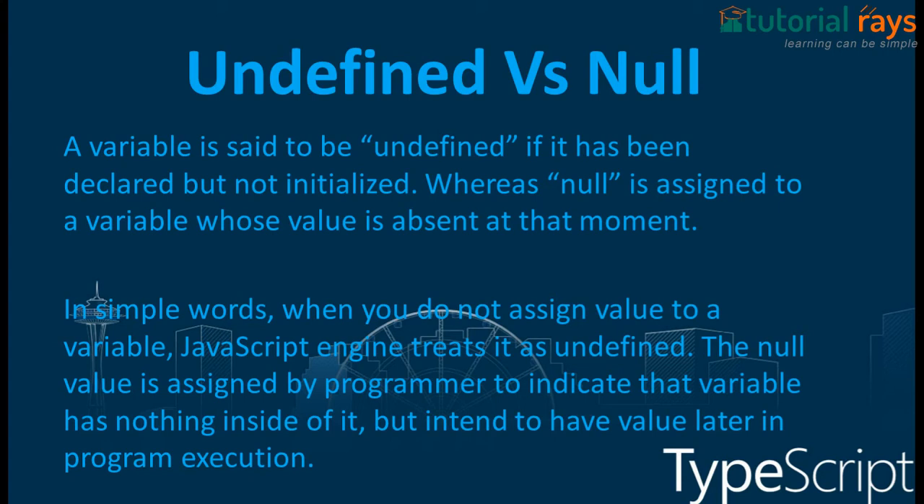So what is undefined? A variable is said to be undefined if it has been declared but not initialized, whereas null is assigned to a variable whose value is absent at the moment. In simple words, when you do not assign a value to a variable, the JavaScript engine treats it as undefined. The null value is assigned by the programmer to indicate that the variable has nothing inside of it but is intended to have a value later in program execution. So let's see with an example.